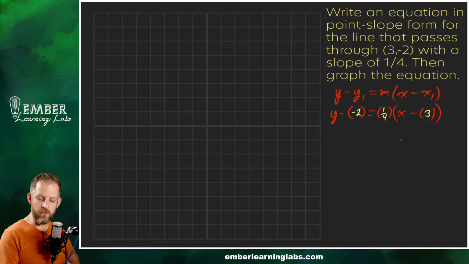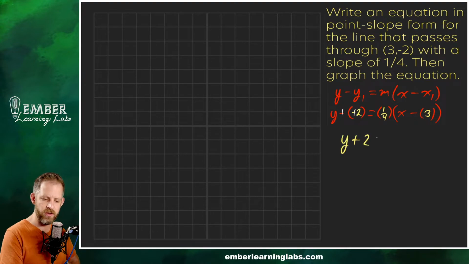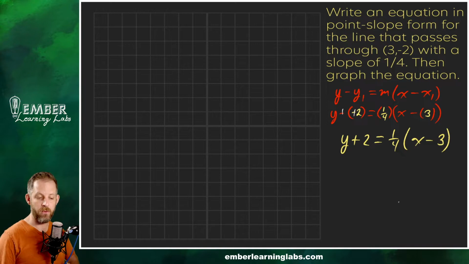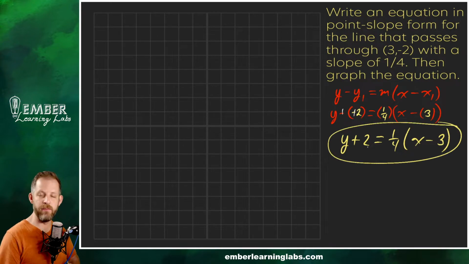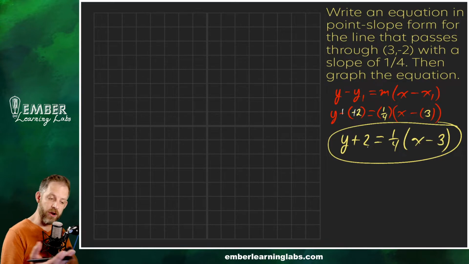Okay. So all we need to do now is check some signs, right? So we end up with y plus 2 equals 1/4 times x minus 3, right? So there is the equation of our line in point slope form. Then we're going to graph it.